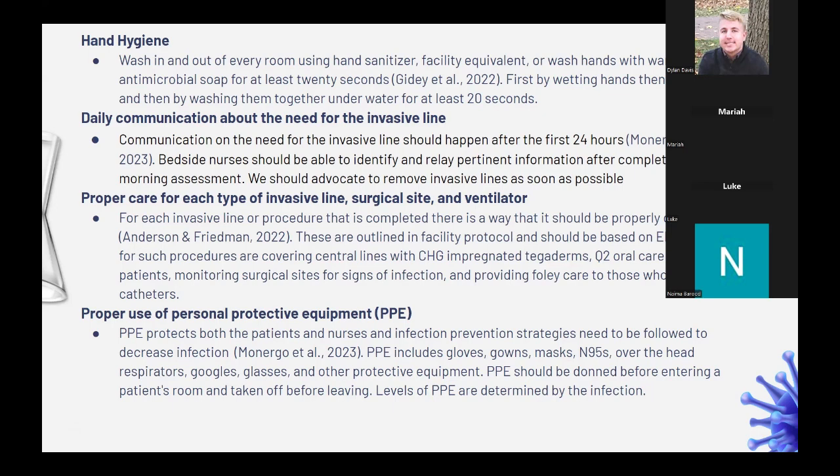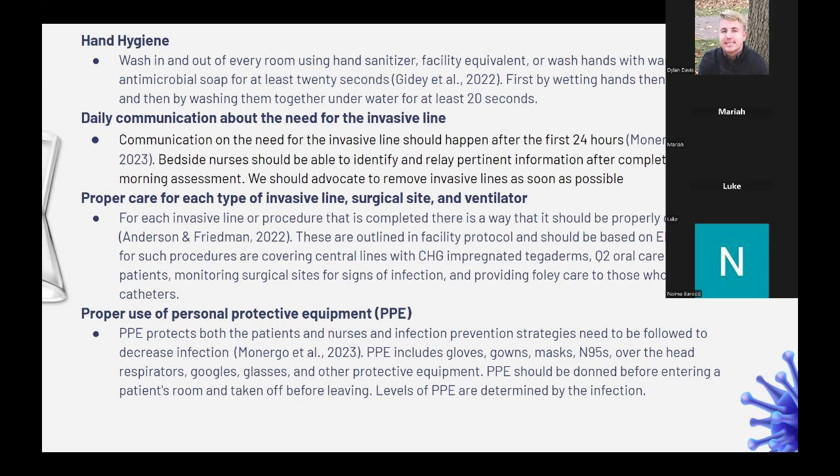As far as proper care for each one of the invasive lines, surgical sites, or ventilators, these are outlined in facility protocol and should be based on evidence-based practice. Evidence-based practice care for such procedures includes covering central lines with CHG-impregnated Tegaderms, making sure that we're doing our Q2 oral care for our intubated patients, monitoring surgical sites for signs of infection, and providing Foley care to those who have Foley catheters.